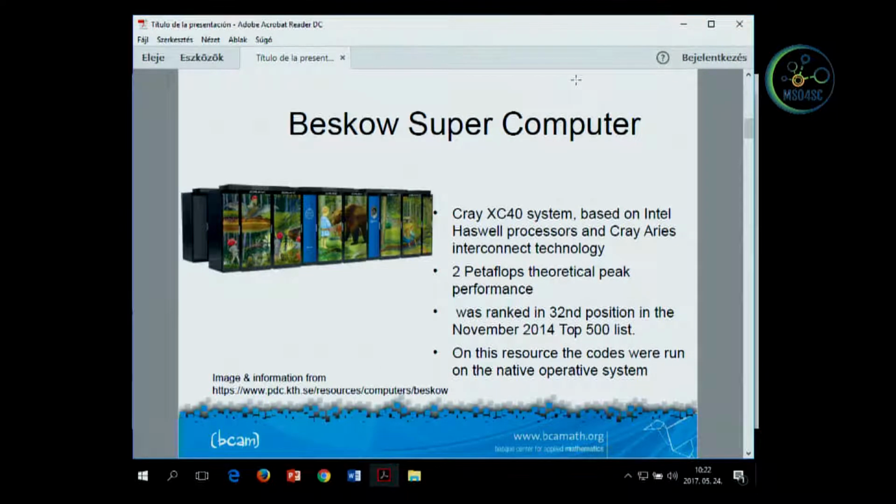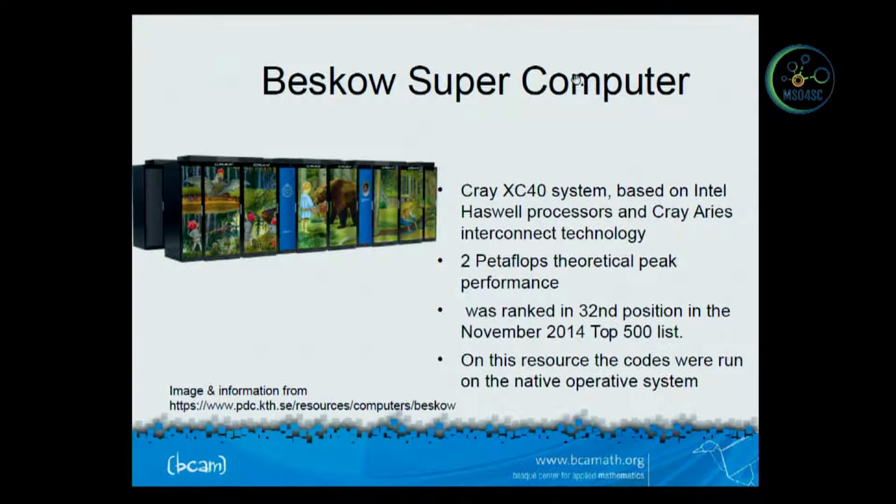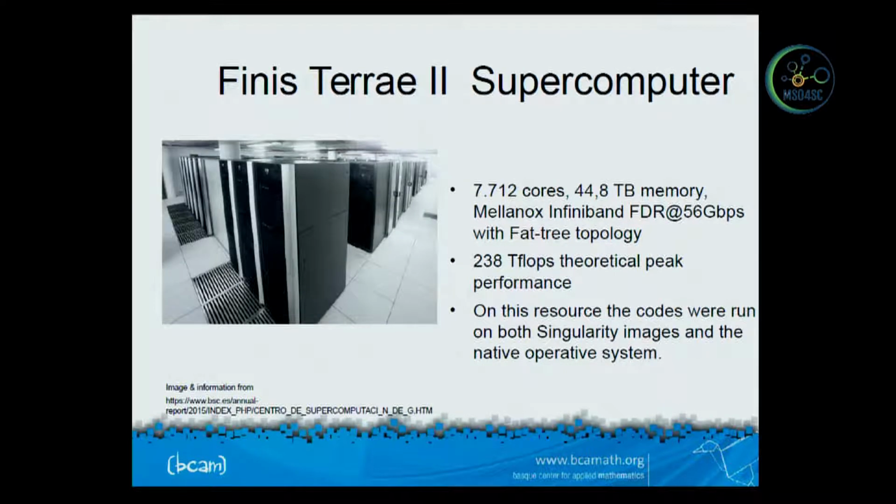Okay, this is the BESCO supercomputer at KTH that we have been using. It was ranked 32 in 2014, but today in the morning I checked and it's number 74 in the top 500 list. And it has a really fast interconnect, and we compiled on the operating system our codes for comparisons.